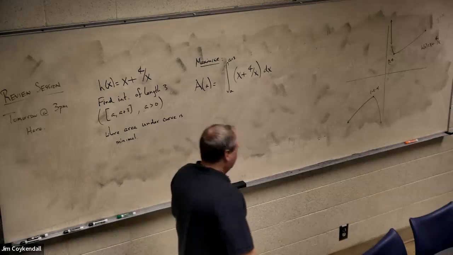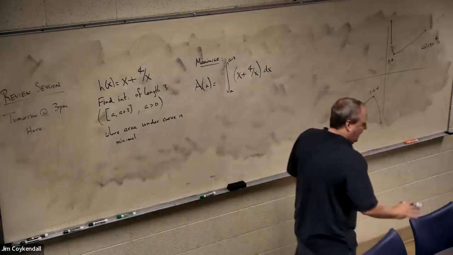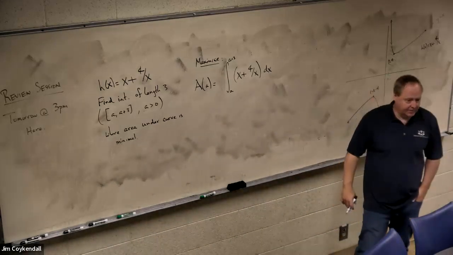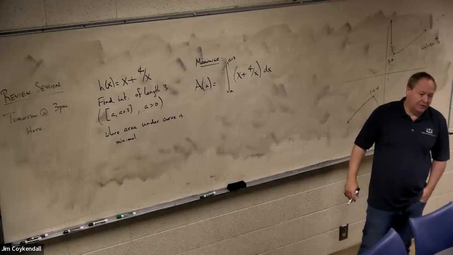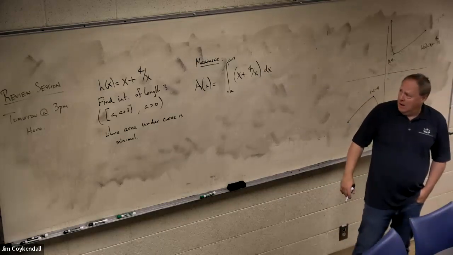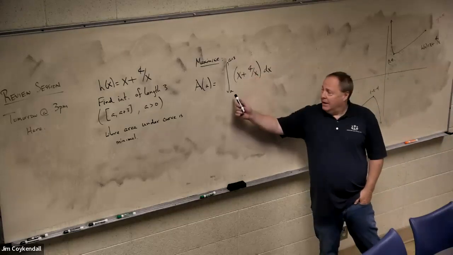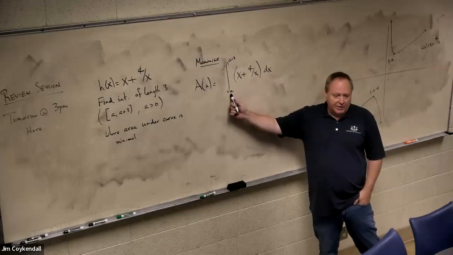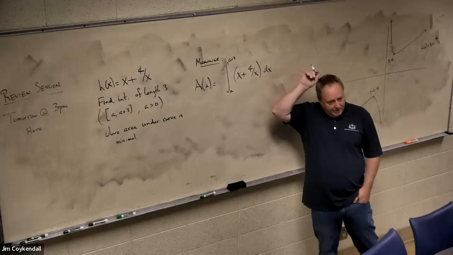Notice I didn't ask you what the minimal area is, although you can answer. Just ask what's the interval. Where do you start? Where do you finish? And because the interval is length 3, if I start at A, I have to end at A plus 3. Right?